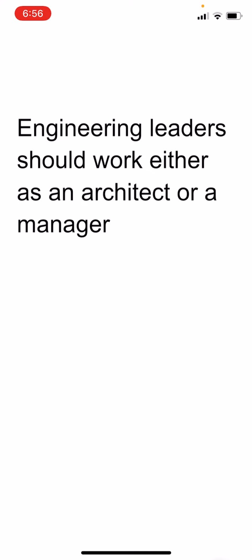Engineering leaders should work either as an architect or as a manager, not both. First, let's define these two roles. The first role is called an architect, also called a staff engineer or a principal engineer. Or I have heard someone say, I'm an engineering leader, not an engineering manager.